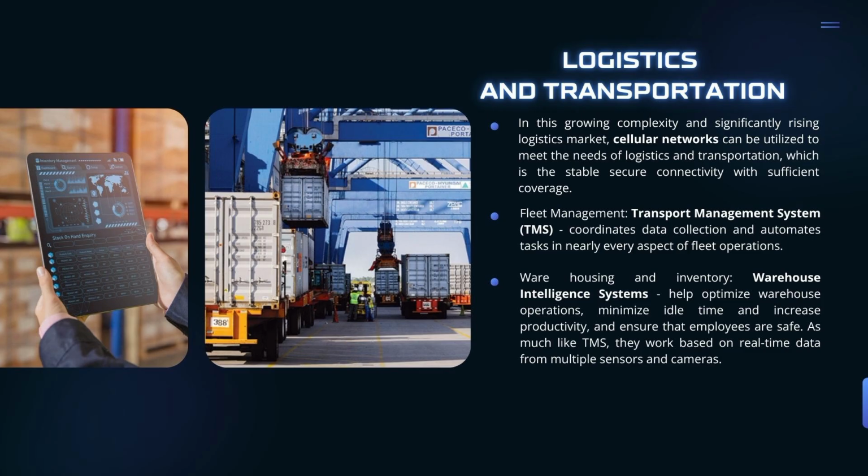In fleet management, they use a transport management system which coordinates data collection and automates tasks on nearly every aspect of fleet operations. While in warehousing and inventory, they use a warehouse intelligence system to help optimize warehouse operations, minimize idle time, increase productivity, and ensure that employees are safe. These systems use the cellular network in order to perform their function.